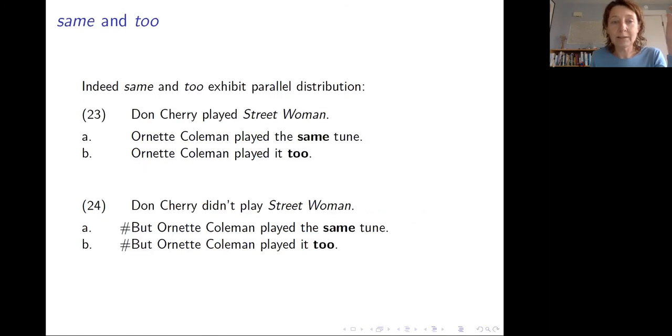And in fact, same and too track each other in terms of distribution. So when we have a positive antecedent clause, as in 23, Don Cherry played Street Woman, both are felicitous in the follow-up clause. If we have a negative antecedent clause, as in 24, both are infelicitous.